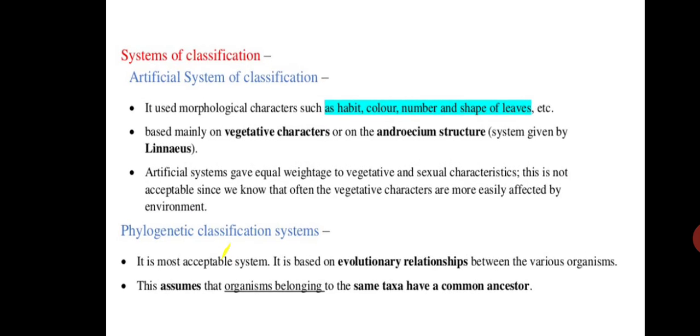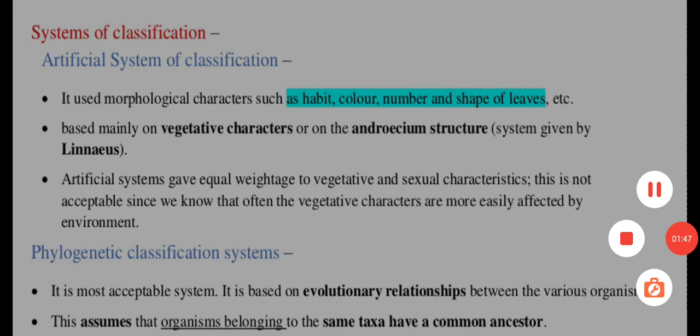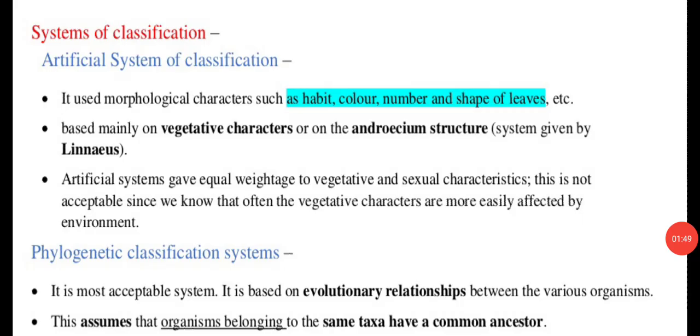So this is the basic classification of the five kingdoms. Now we have already seen three kingdoms. What we have to study now is the fourth kingdom, that is the plant kingdom. So let's get started. Before we study the different types of plants, first of all, let's see what are the different systems on the basis of which plants are classified.